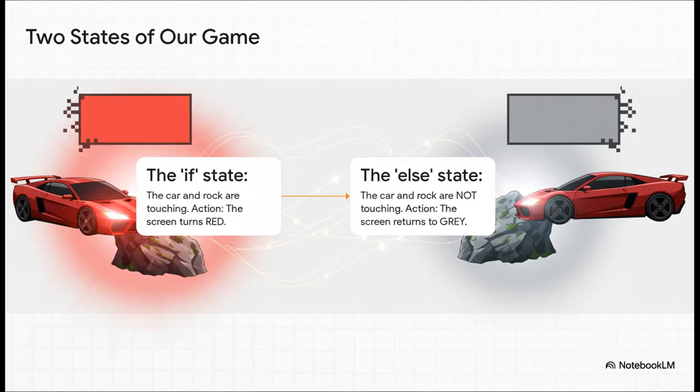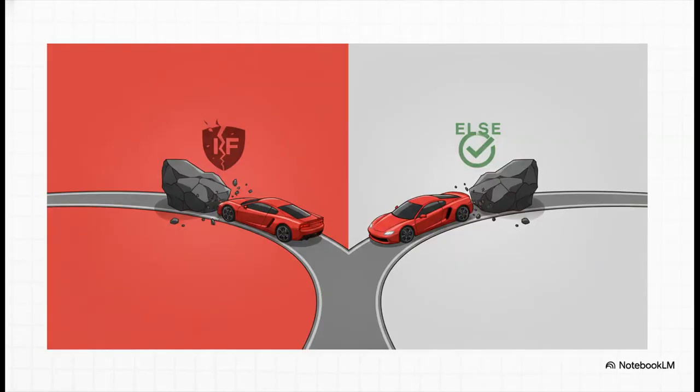This shows that our game really only has two states. There's the if state, the car and rock are touching, so the screen turns red. But what about all those other times? Well, that's the else state. If they are not touching, the action has to be to return the screen to gray. And this is why that else block is absolutely essential. The if statement creates the temporary effect, but it's the else statement that cleans it up. Without it, you get a one-way trip to a red screen. The else is what makes our game dynamic and responsive, changing the color only when it's supposed to.